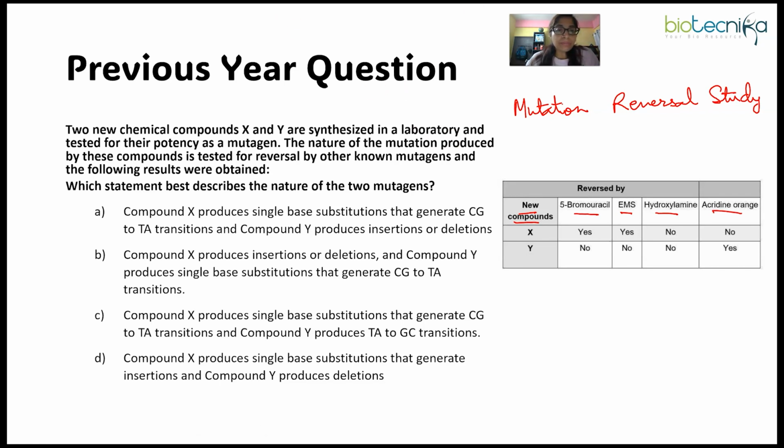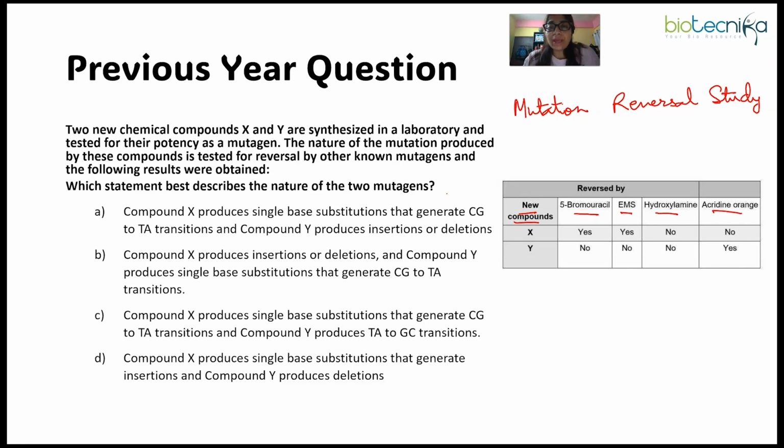Two new chemical compounds X and Y are synthesized in a laboratory and tested for their potency as a mutagen. The nature of the mutation produced by these compounds is tested for reversal by other known mutagens, and the following results were obtained. Which statement best describes the nature of these two mutagens? So this mutation reversal study is given, so the first thing you have to determine is what known mutagens are used for reversal and what will be each of their function.